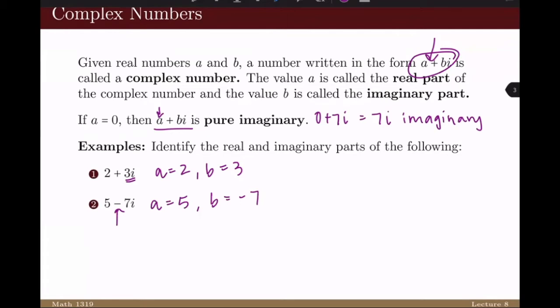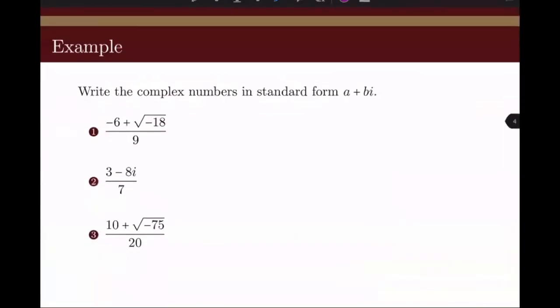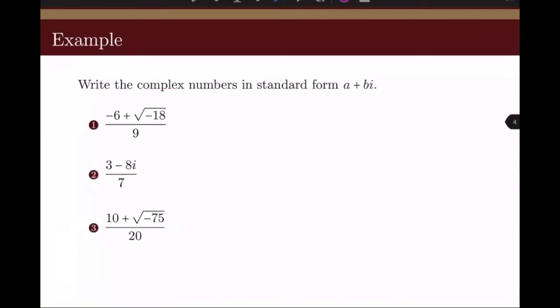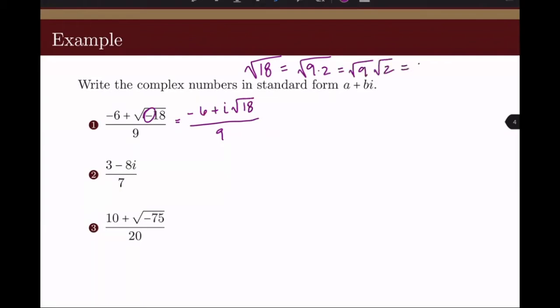All right, let's keep going. Write the complex numbers in standard form a plus bi. All right, so this is going to be equal to -6 plus i times the square root of 18, pulling out this -1, square root of -1, divided by 9. Now remember, we can always simplify under a root, so the square root of 18 is going to be equal to the square root of 9 times 2, since 9 times 2 is 18. This is equal to the square root of 9 times the square root of 2, which is equal to 3 roots of 2.